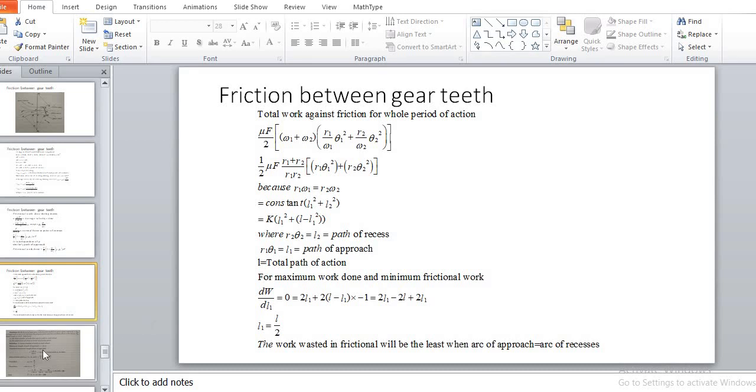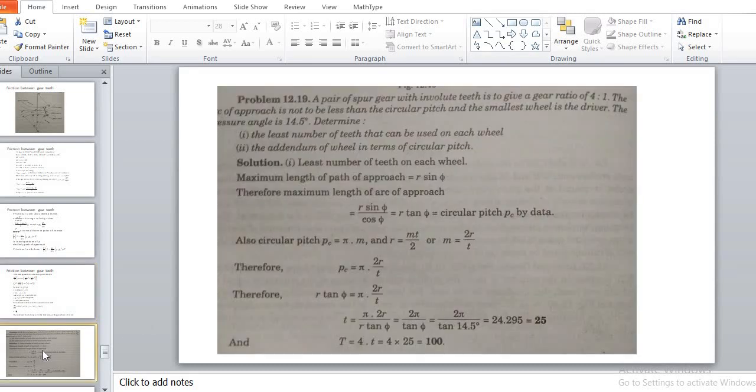In this part and the previous part, we conclude this particular point. So we go through one numerical. A pair of spur gears with involute teeth is to give a gear ratio of 4:1. The arc of approach is not to be less than the circular pitch, and the smallest wheel is the driver.